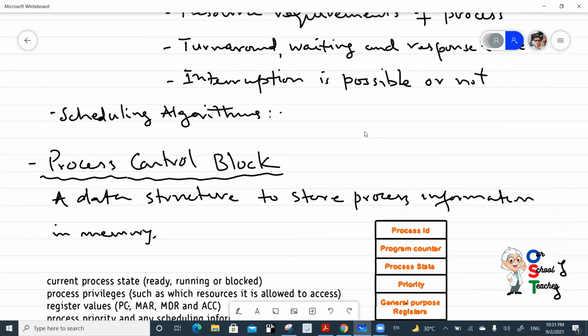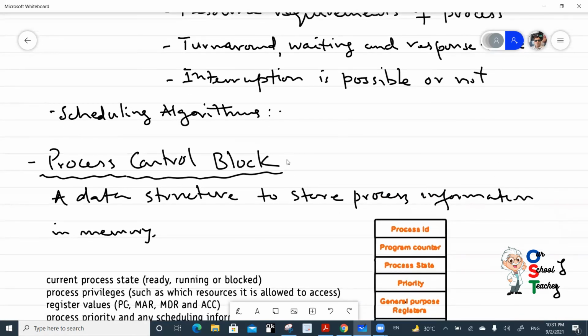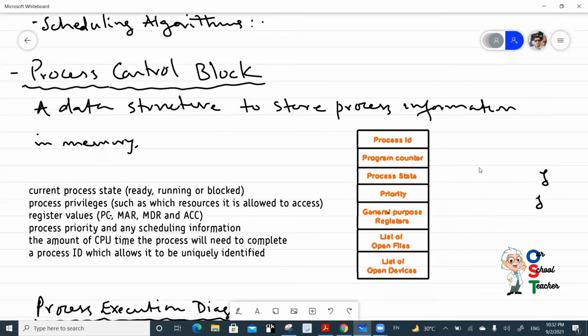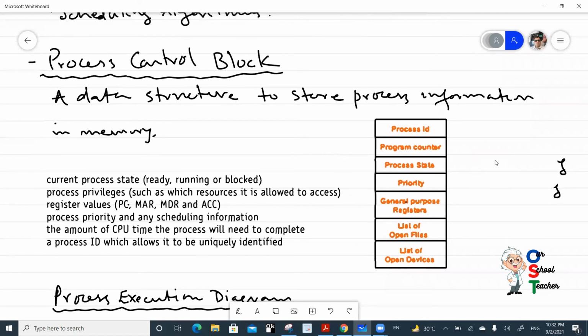Now let's see the concept of process control block. It is a data structure to store process information in memory, in RAM. Data structure means, I have told you, the way data is stored in the memory is called data structure. For example, array is a data structure. Stack is a data structure. Similarly, queue is a data structure. So this is also a data structure in which the information about the process is kept.